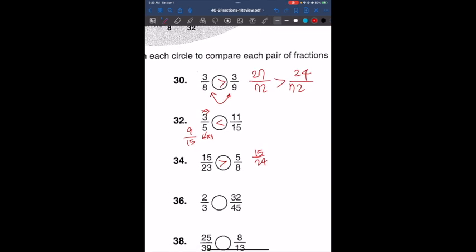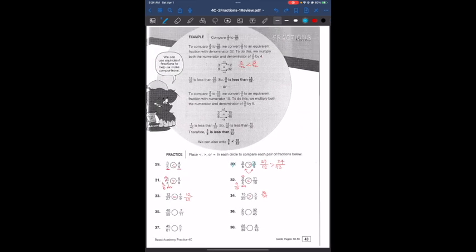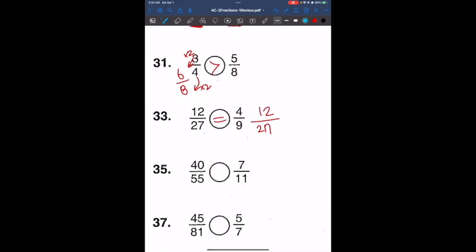And that was also another way to solve problem 30. When the numerator is the same, the fraction with the smaller denominator is going to be larger. Then we can do 55 by multiplying 5. So 7 times 5 is 35. 40 is greater, and it's the numerator, so 40 over 55 is going to be greater.